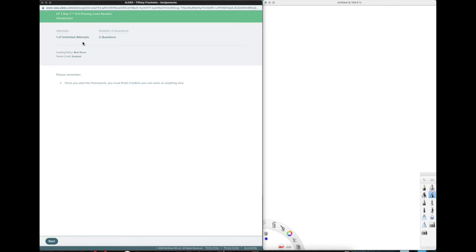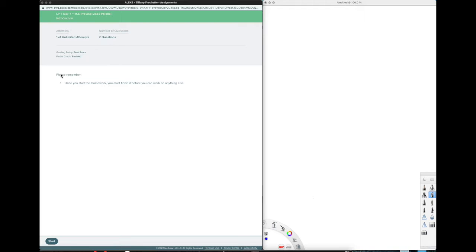The second thing is the number of attempts. We always have unlimited attempts on homework, tests, and quizzes. Number of questions just tells you how many are on this particular assignment. Grading policy is always best score, so whichever attempt is the best one is one you get to keep. And partial credit is enabled, so if you answer one of two questions correctly, you get credit for the one question, or however many you answered correctly. This also, if I understand correctly, goes into parts of a question too, if there's more than one answer within the question. There's partial on there too.